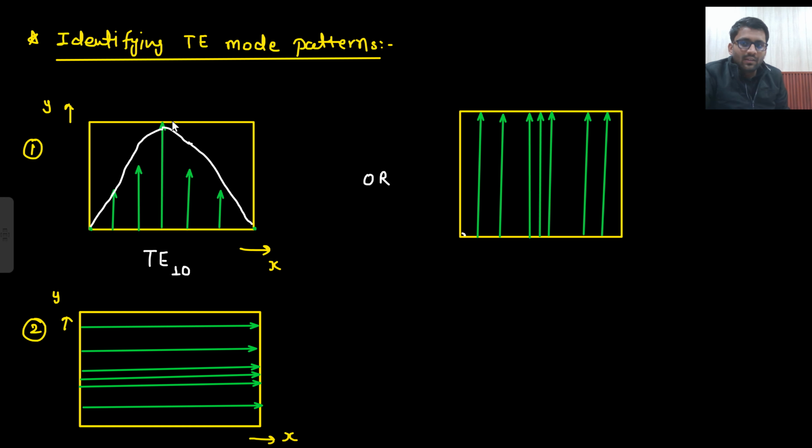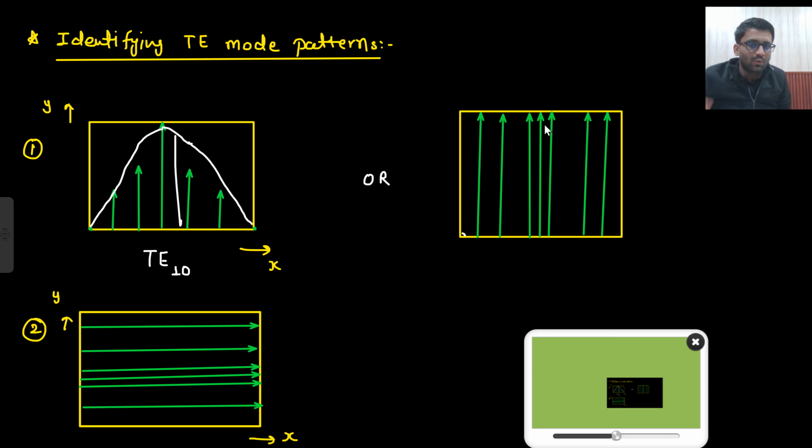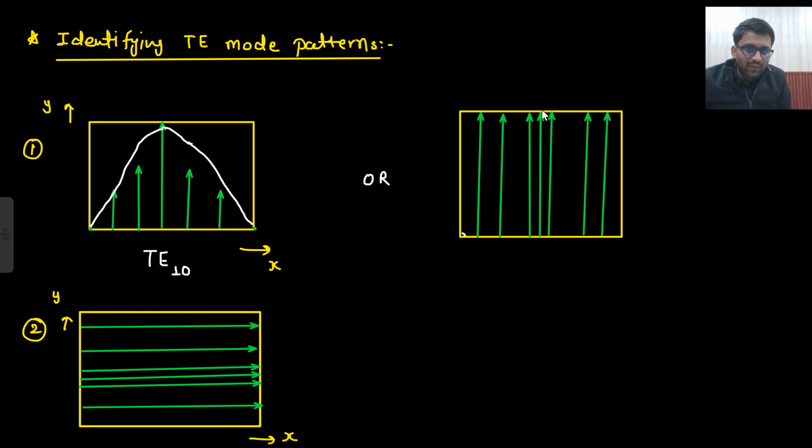Now the other way to represent this is this way. Right in the middle you are having maximum amplitude. There will be more field patterns like this. So where you are having maximum amplitude, they will make the vectors close. Here we are having maximum amplitude, so they have made the vectors close. Here you are having less amplitude, so they have made the vectors far away. So this is like a sinusoid only, like 1 half cycle only.